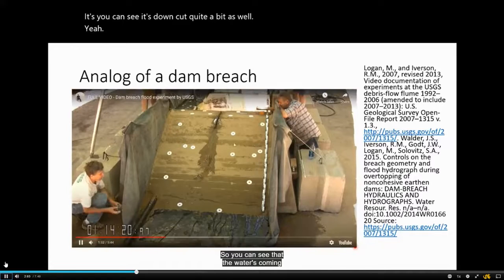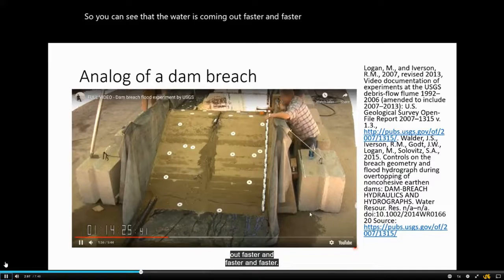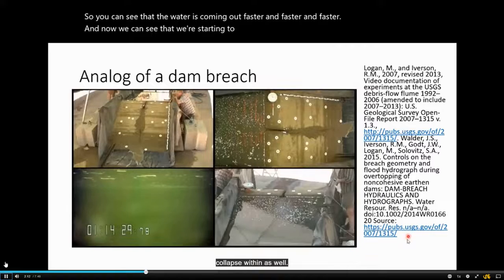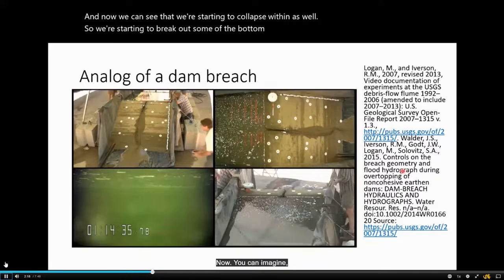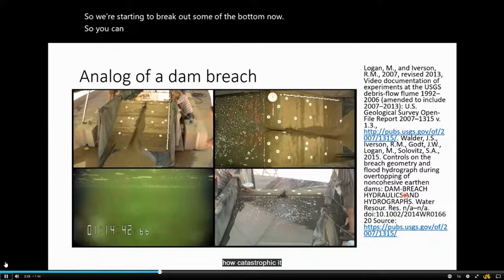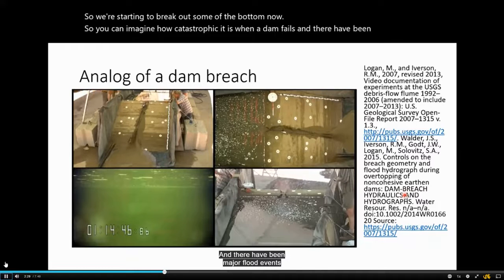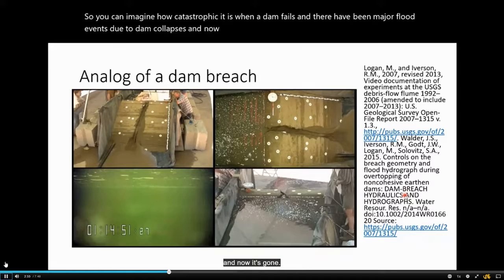Okay, thanks. So you can see the water's coming out faster and faster and faster. And now we can see that we're starting to have collapse within as well. So we're starting to break out some of the bottom now. Dramatically running the toe. So you can imagine how catastrophic it is when the dam fails. And there have been major flood events due to dam collapses, and now it's gone.